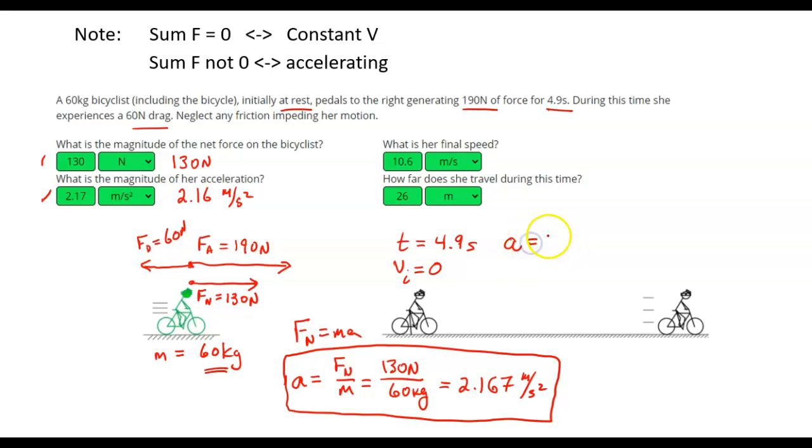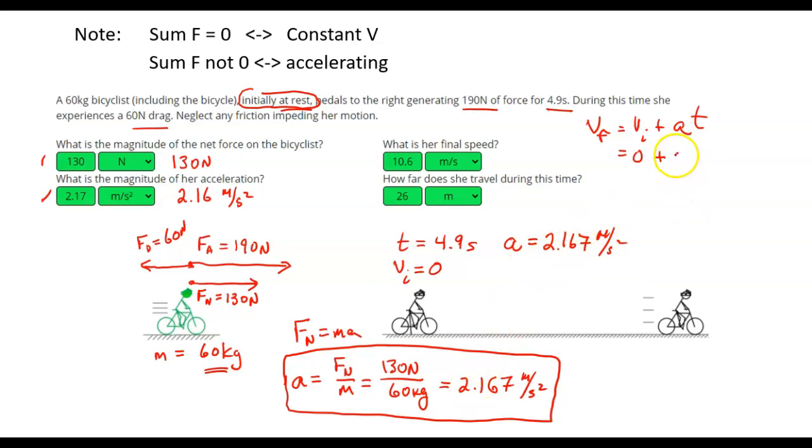Okay, so our acceleration is 2.167 meters per second squared. So we want to know a couple things: her final speed and how far does she travel? Well, final speed's pretty simple, right? Final speed is whatever speed you started at plus your acceleration times time. Well, we started from rest, so initially at rest, right? Remember that? Initially at rest. That's where we got this vi equals 0 from.